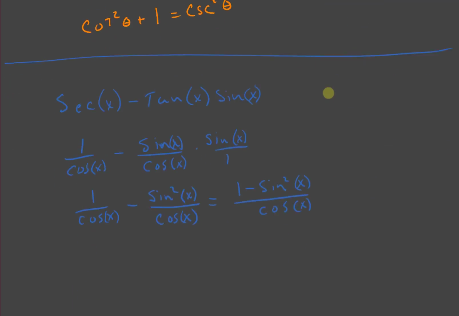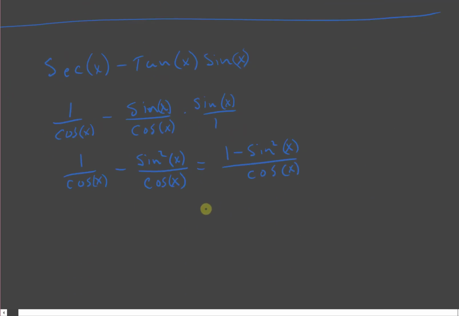So let's rewrite this as cosine squared x over cosine x. And we can reduce that, right? This cancels with one of the cosine x's up top, and we're left with cosine x, and we're done. All right, example number 2.